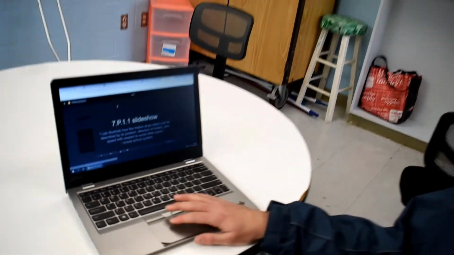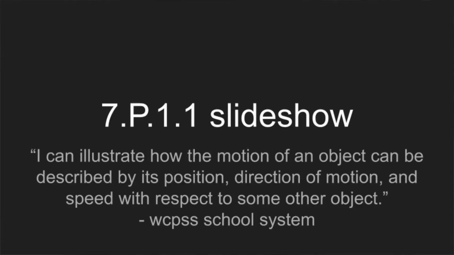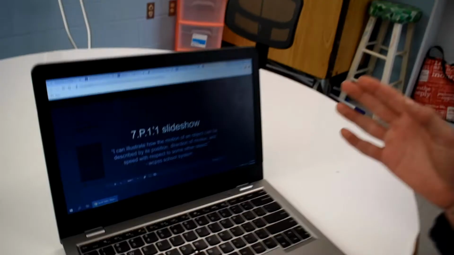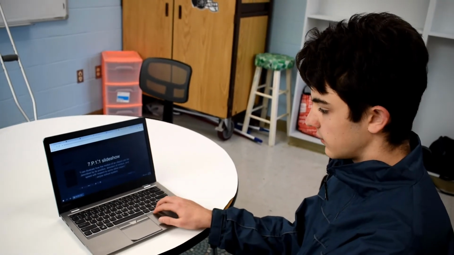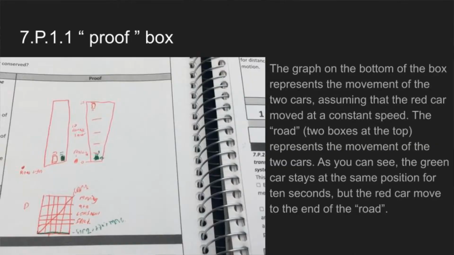So for example, this is the 7.P.1.1 slideshow that I made. Here I put just the overview that Wake County gave for that standard, right? Then if we go to the next slide, this is one of two examples I used on this slide. I'll just read it straight from what I wrote. The graph at the bottom of the box represents the movement of the two cars, assuming that the red car moves at a constant speed. The two boxes at the top represent the movement of the two cars. As you can see, the green car stays at the same position for 10 seconds, but the red car moves to the end of the quote-unquote road.